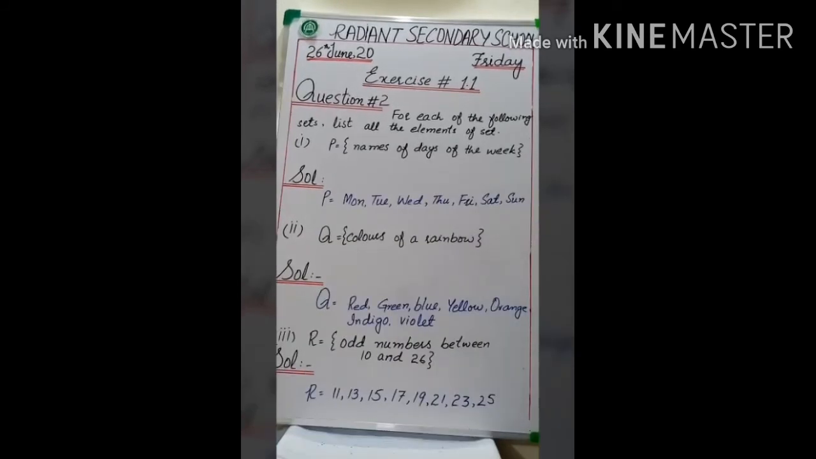Okay class, question number 2 is: for each of the following sets, list all the elements of the set. Here you have to just provide the list of the elements. Part number 1: P is equal to names of days of the week. It's quite simple. You know the names of days of the week. You can write them in short form: Monday, Tuesday, Wednesday, Thursday, Friday, Saturday and Sunday.